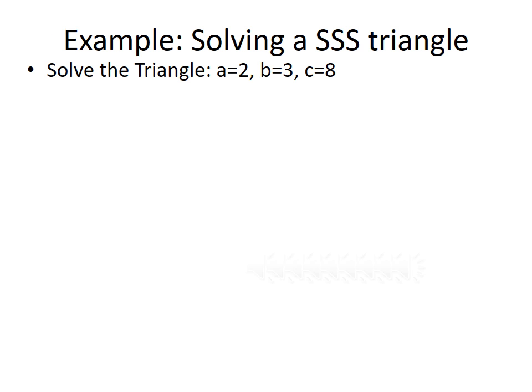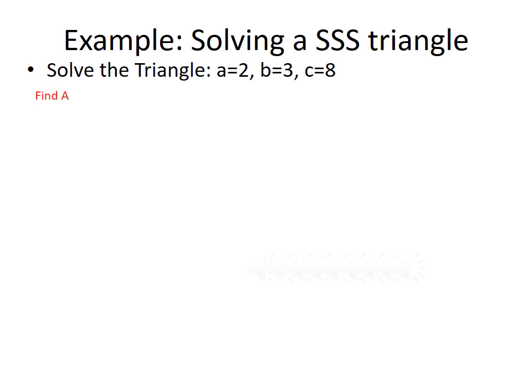All right, next we want to look at an example where we try to solve a side-side-side triangle. Solve the triangle with side A equals 2, B equals 3, and C equals 8. Since we're given the measure of all three sides, A, B, and C, we can really use any of the forms of the law of cosines because all three forms have A, B, and C in them. It really depends on which angle we want to find.